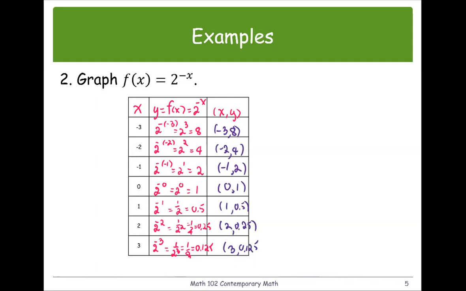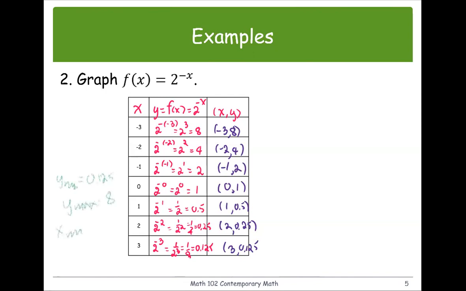If the graphing xy plane is not provided, but you have to sketch on your own, I would suggest you look at the table and make a list. What is the lowest y value? What is the highest y value? For this case, I put a note here. The lowest y, or the y minimum, is 0.125, sorry. And then y maximum is the value 8.